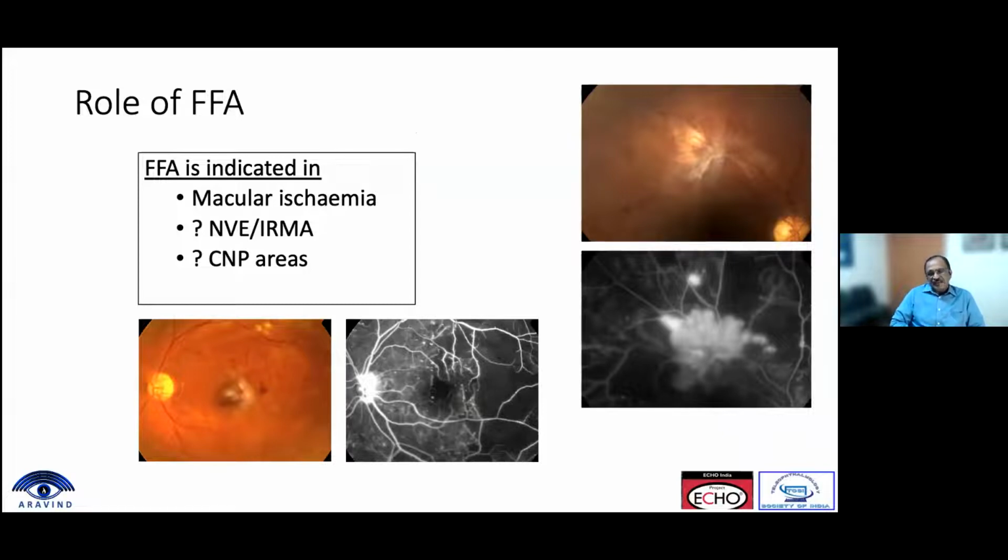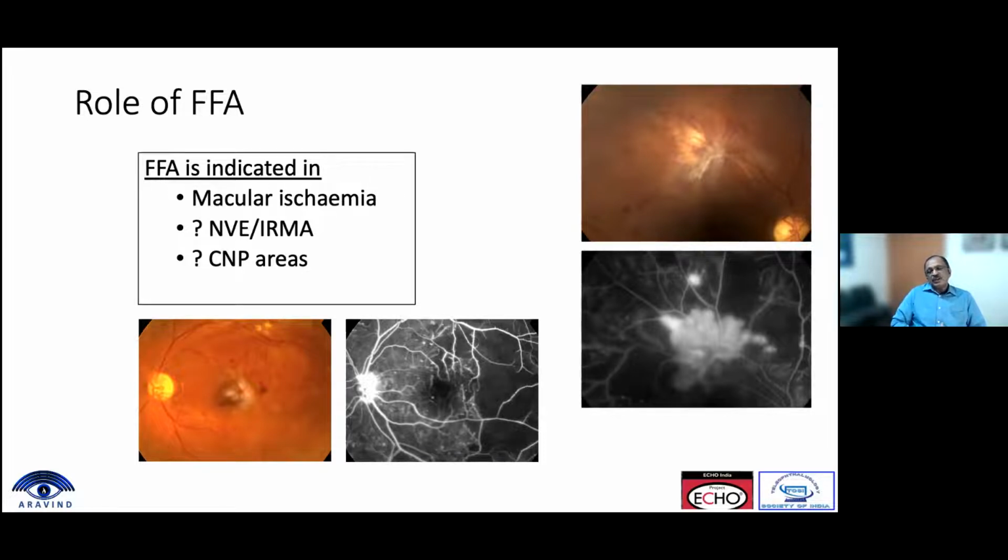Once you identify a case of proliferative diabetic retinopathy, we have been traditionally taught that fluorescein angiography is the investigation to be done in diabetic retinopathy. But today the role of FFA is very limited because it's an invasive procedure. A patient can develop anaphylactic reaction. So we minimize the use of FFA, and for obvious reasons. And it is usually indicated when you're having unexplained visual loss, like in macular ischemia.